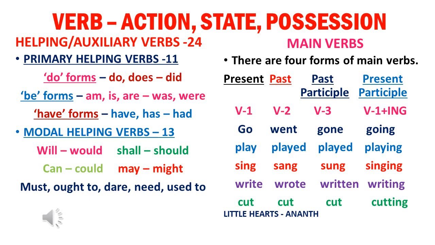Every main verb has 4 forms. They are the present form of verb, past form of verb, past participle form of verb, and present participle form of verb. They can be shortly called present V1, past V2, past participle V3, present participle V1 plus ing. For example, go, went, gone, going. Play, played, played, playing. Sing, sang, sung, singing. Write, wrote, written, writing. Cut, cut, cut, cutting.